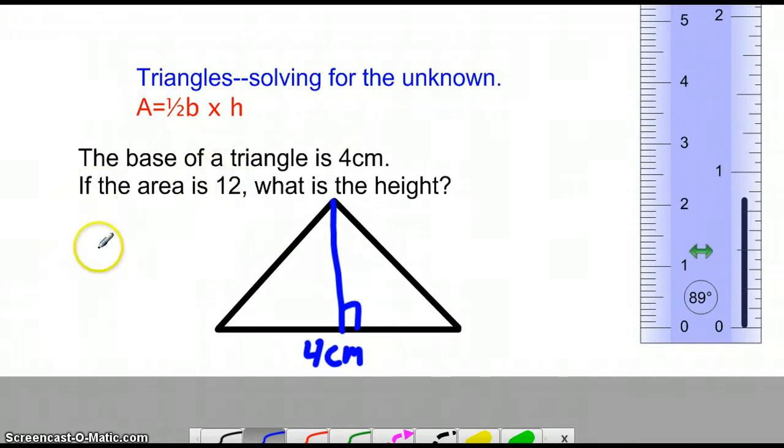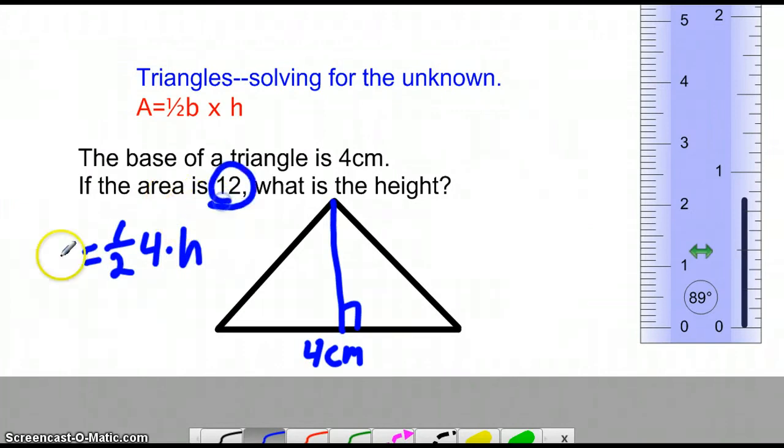The base is 4 times the height, and we're saying that that equals an area of 12. So 12 is going to be equal to 1/2 times 4, which is 2. And then we have the h.